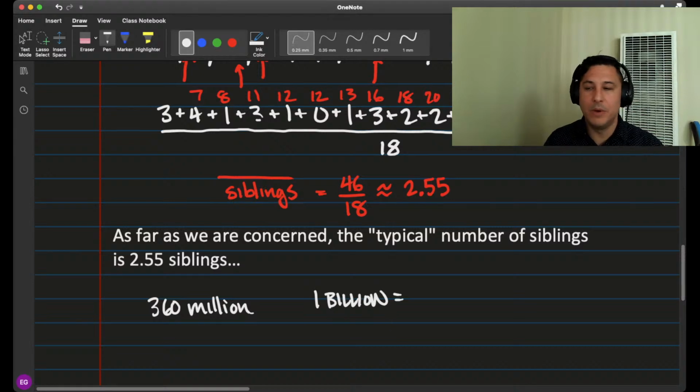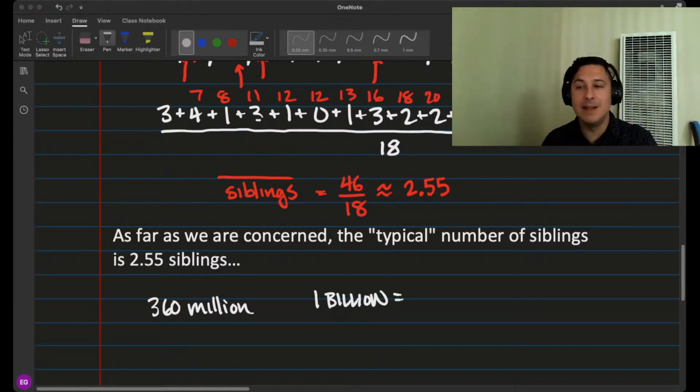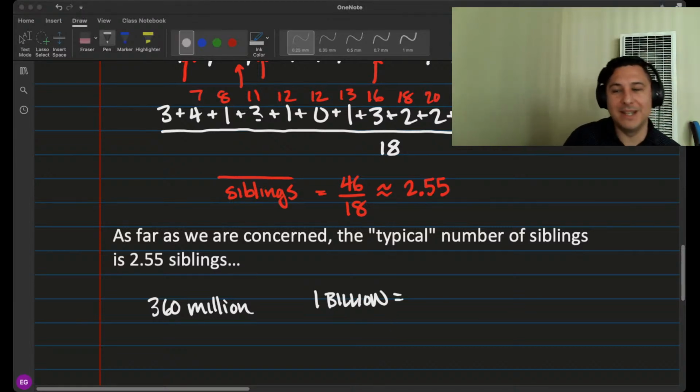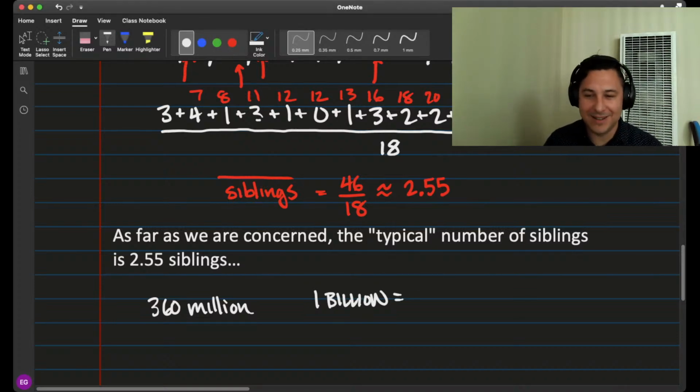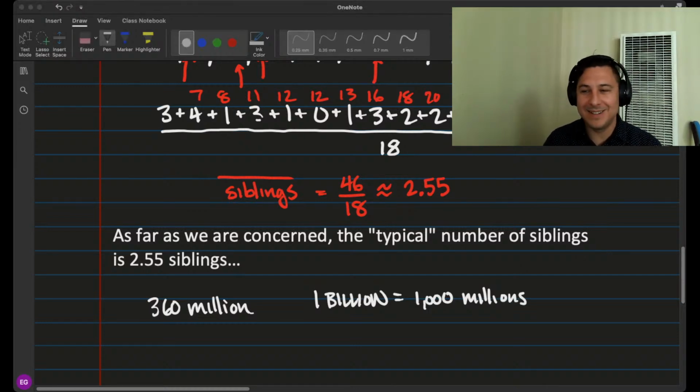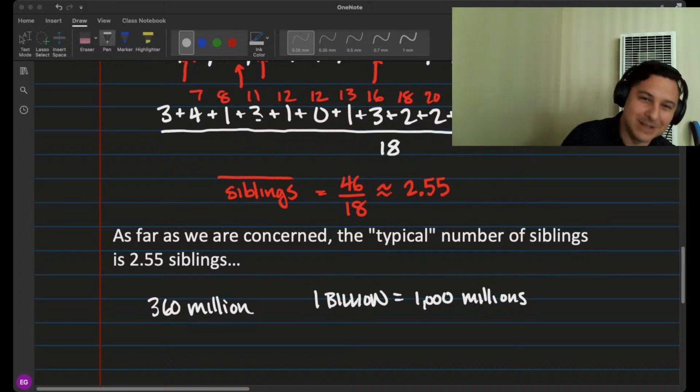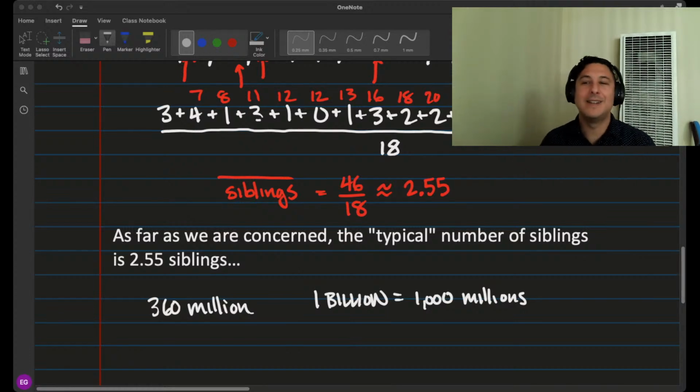What is a billion? How many millions does it take to get a billion? Thank you. How many Chinese people are there? So that's like 1,300 million, and there's 360 million Americans, to give you an idea of how much bigger their country is.